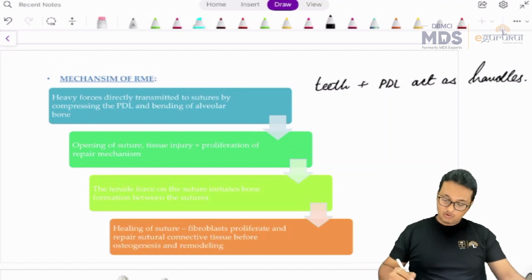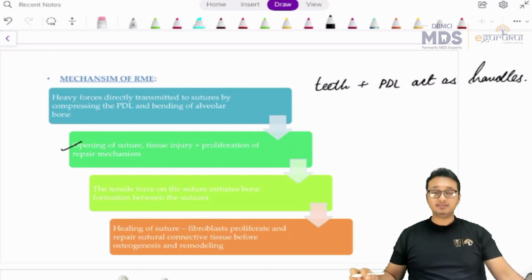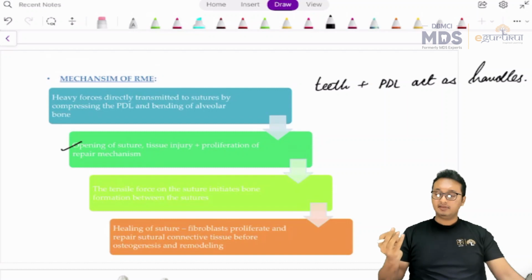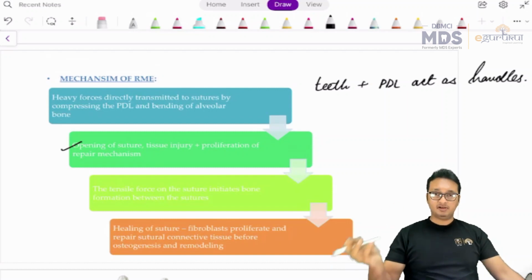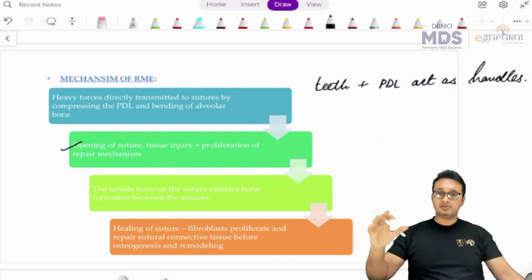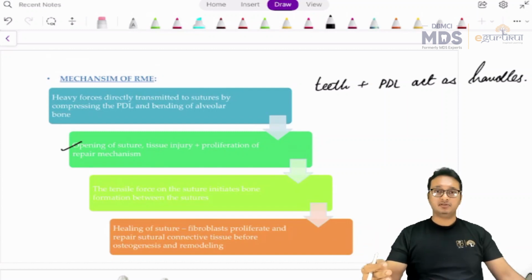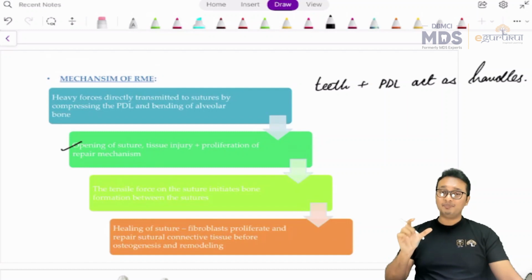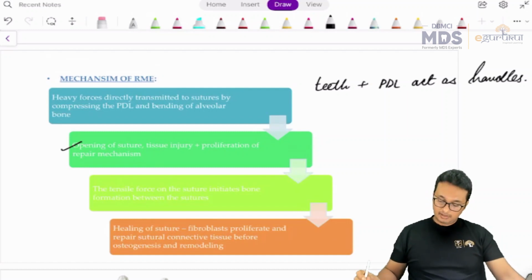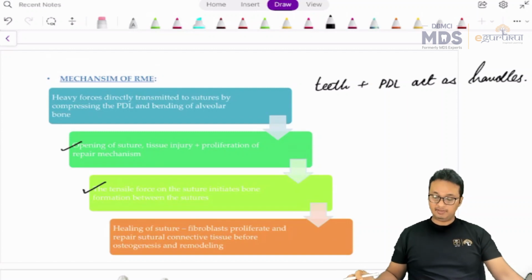Now it is followed by opening of the sutures plus tissue injury plus proliferation of the repair mechanism. There is inflammation, there is osteoclastic activity, osteoblastic activity, there is formation of bone, there is resorption of bone. So it is basically followed by excessive inflammation. So that is why it can result in a painful sensation to the patient. So the tensile forces on the suture initiate bone formation between the sutures.